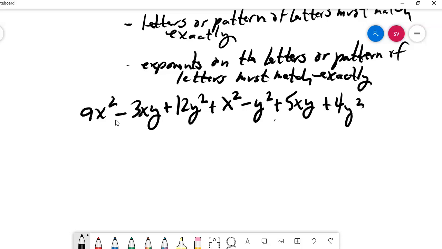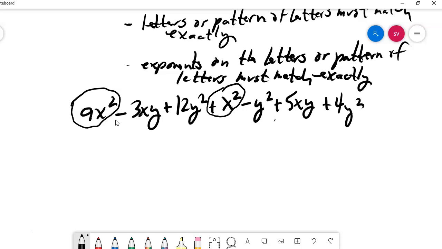Okay, so here's an example. This is basically a pattern matching exercise where we want to try to find letters or patterns of letters that match along with their exponents. Like for instance, how about this 9x squared? There's a matching x squared value here.